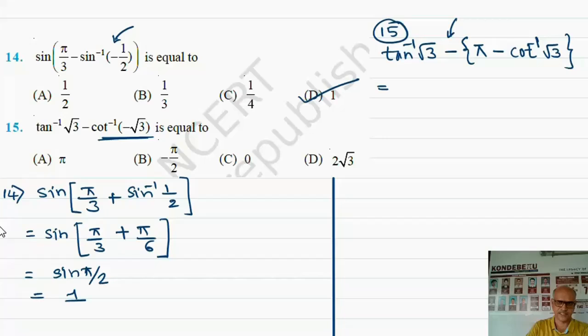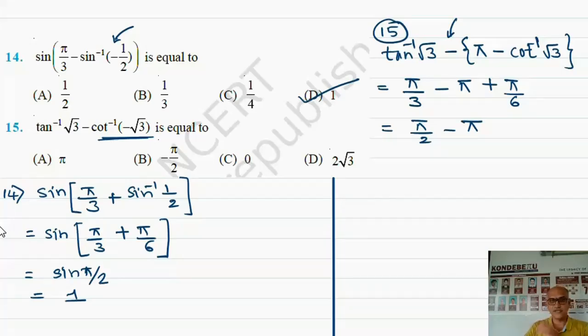Substituting, tan value root 3 is at what angle? 60 degree. 60 degree in radian is pi by 3, minus pi. Minus into minus becomes plus. At what angle is cot value root 3? 30 degree, which in radian is pi by 6. So pi by 3 plus pi by 6 is 90, pi by 2, minus pi. 90 taken out of 180 leaves 90, but with a minus, so minus 90, or you take LCM. So the answer is option B. Again, next one.